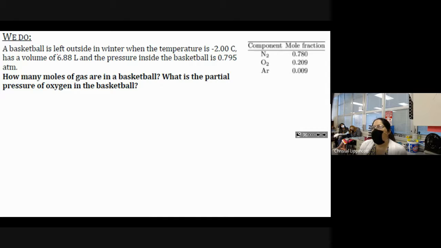All right. We have a basketball. It's left out in the winter. Temperature is negative 2 Celsius. Go ahead and change that to Kelvin. That would be 271 Kelvin. It has a volume of 6.88 liters. It's a big ball. And the pressure inside the basketball is 0.795 atm. How many moles of gas are in the basketball? And then what is the partial pressure of the oxygen in that basketball? They've given you mole fractions over here.